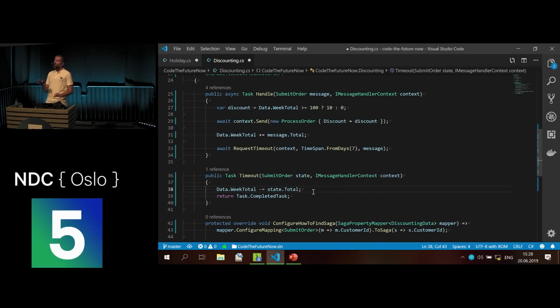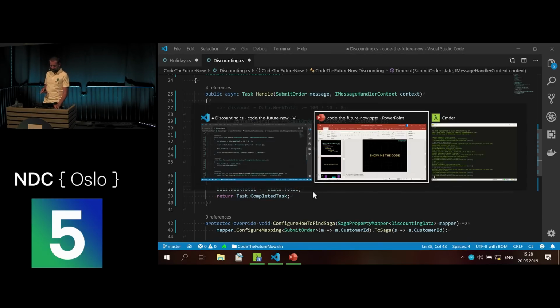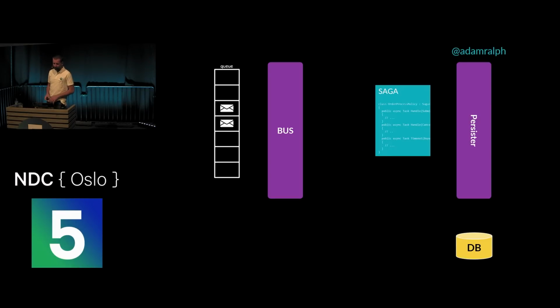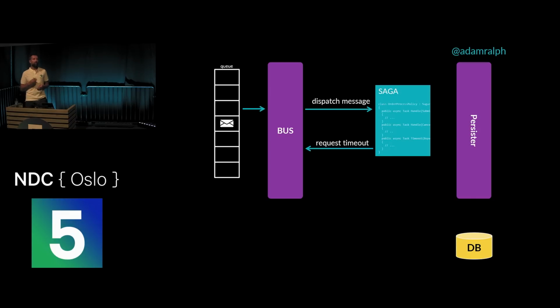So how does this actually work? What does the infrastructure actually do when this happens? So again, when we get the first message in, we retrieve the Saga. I've left that bit out because you've already seen it. But once we've got the Saga object, we dispatch the message into it by calling the handle method. The Saga does some internal state manipulation, and then it requests a timeout. That's that method you've just seen. At this point, the bus does one of two things.